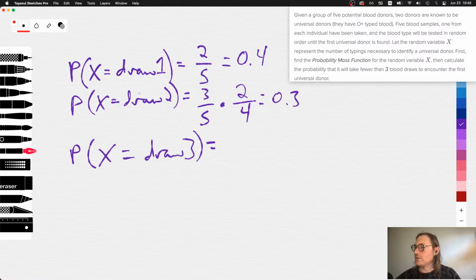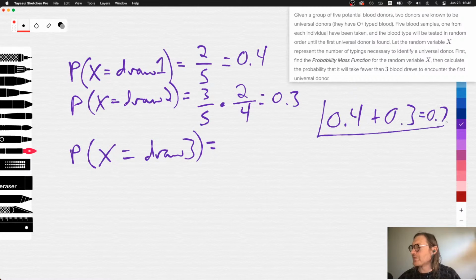Okay, and then if we're looking at less than 3 blood draws, that's either 1 draw or 2 draws. So that's just going to be 0.4 plus 0.3, right? Which is 0.7. So the probability of getting a universal donor within the first two draws is 0.7. So I think that satisfies the first question. And then we ask, given the above PMF, what is the probability that it will take between 2 or 3 blood tests to find the universal donor?